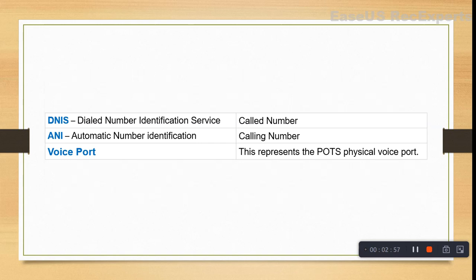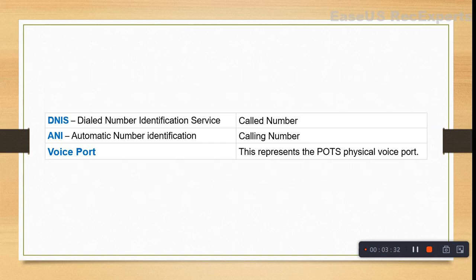So first one is DNIS. It's dialed number identification service. So you can consider DNIS as a called number. Called number means the number on which I'm calling. If my number is 123 and if I'm calling someone at 456, then 456 is the called number, 123 is the calling number. So ANI also means calling number, automatic number identification, and you can consider this as a calling number.